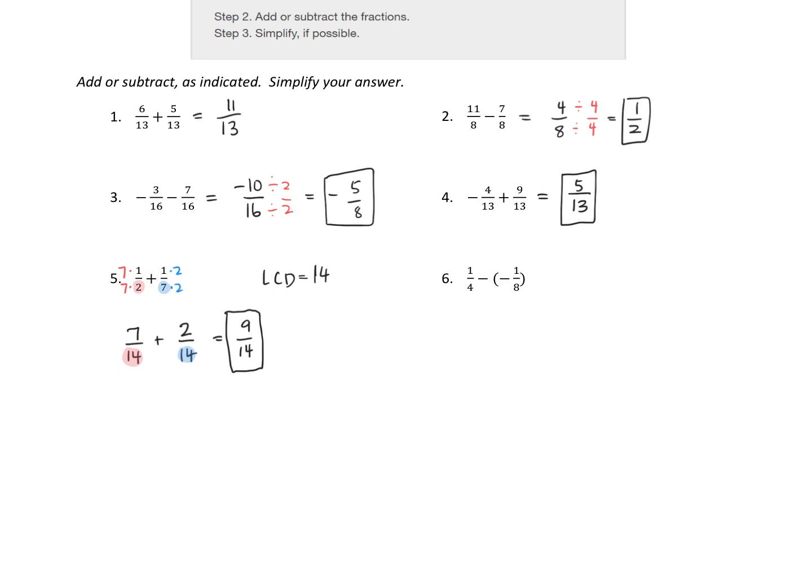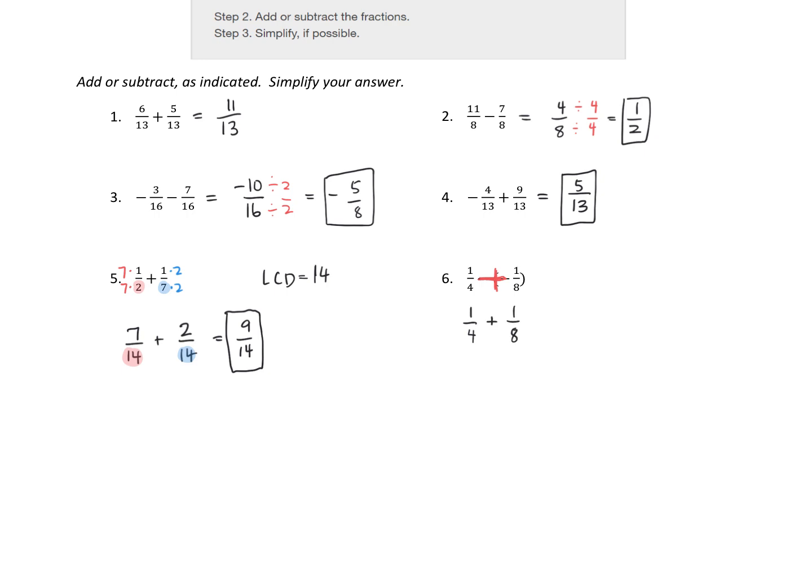All right, number 6. The first thing, even before I look at the denominators, I don't like to see two negatives back to back. Remember, a negative times a negative is a positive, so those just morph into a big plus. I'm going to rewrite this as 1/4 plus 1/8.